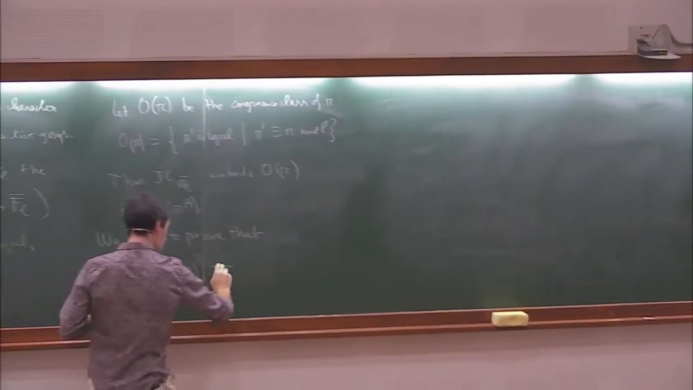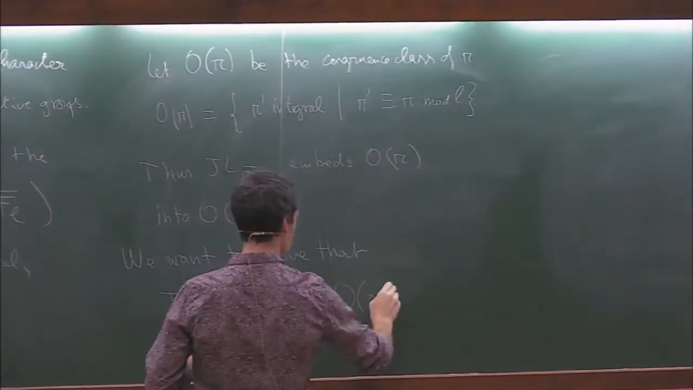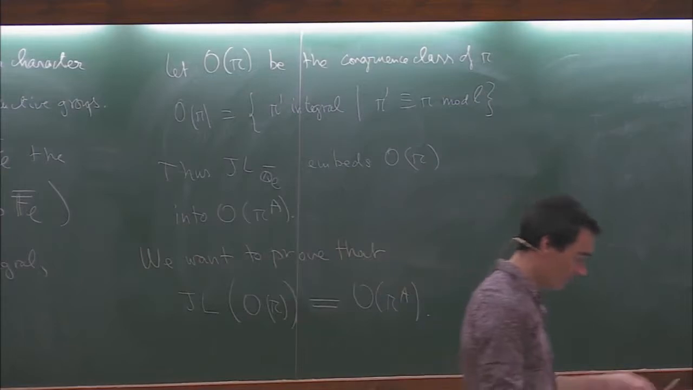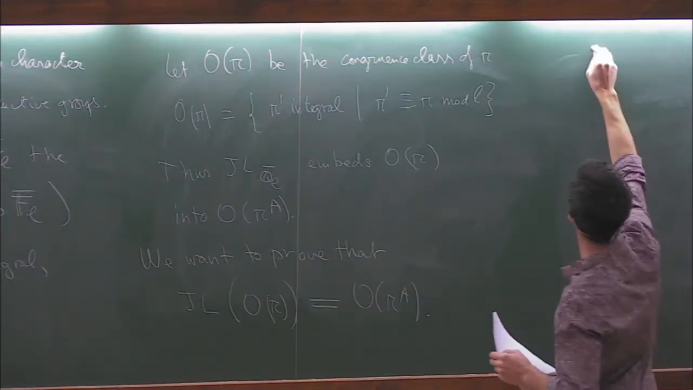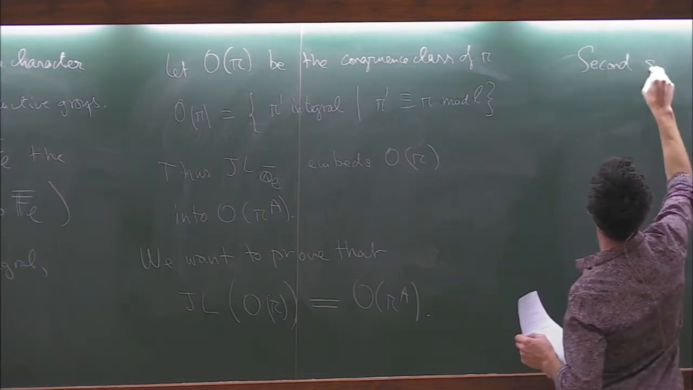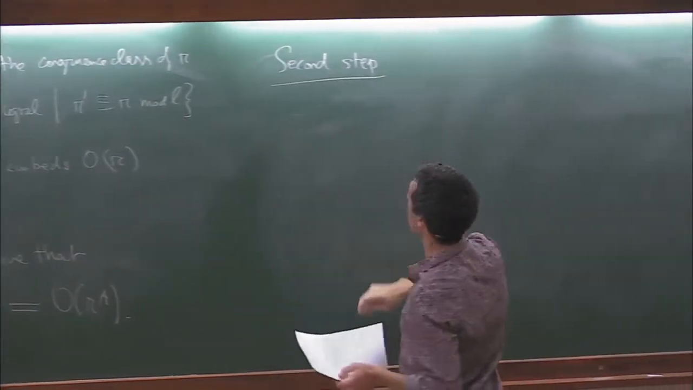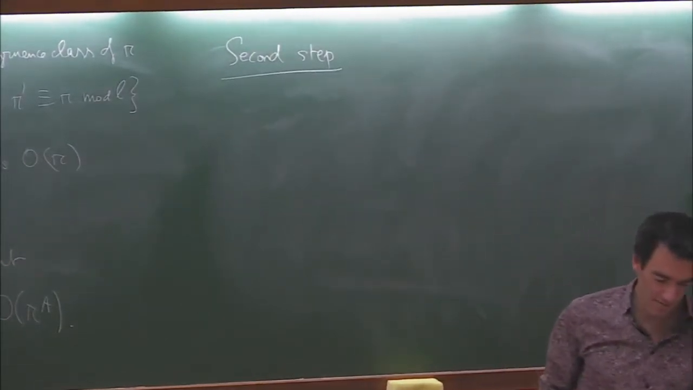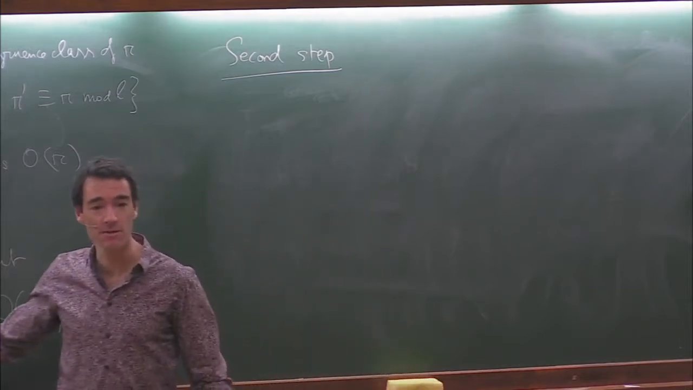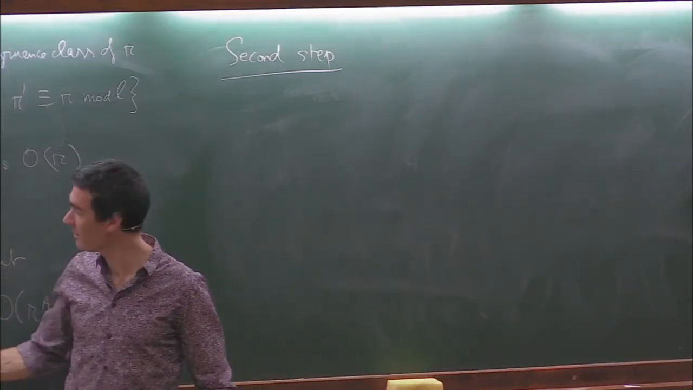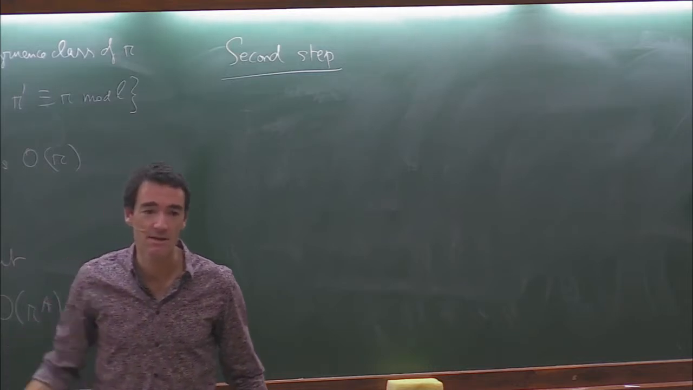So we want to prove that the image by Jacquet-Langlands of the congruence class of pi is equal to the whole of the congruence class of pi A. So now the second step is to use a counting argument to prove that this embedding is a bijection.